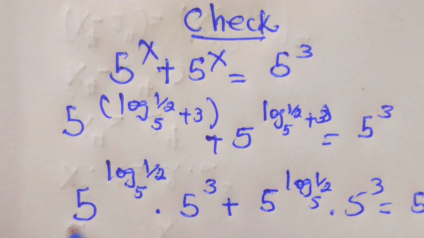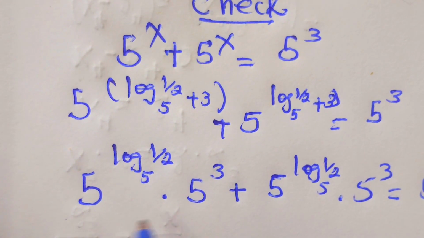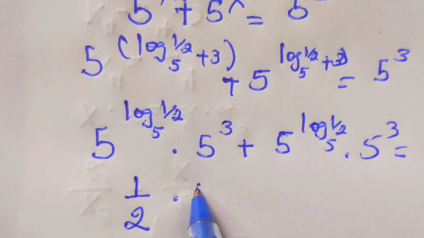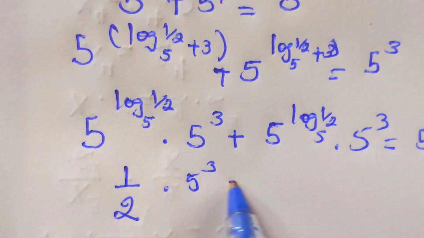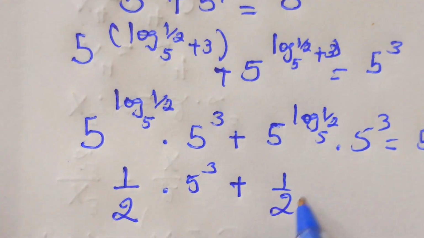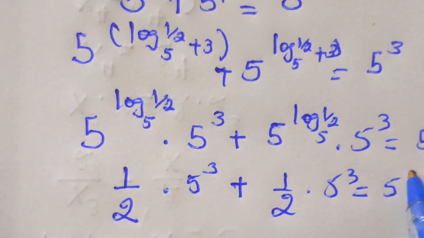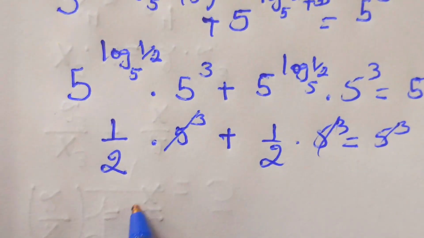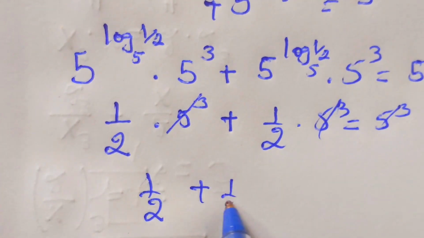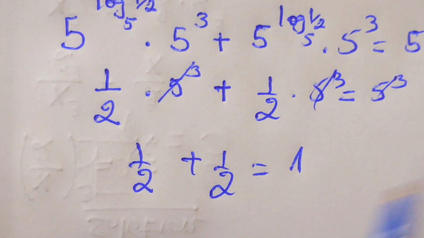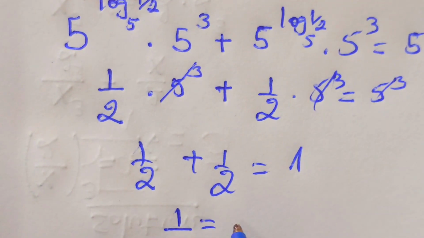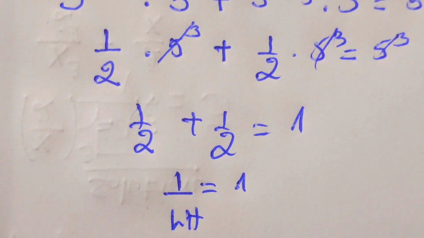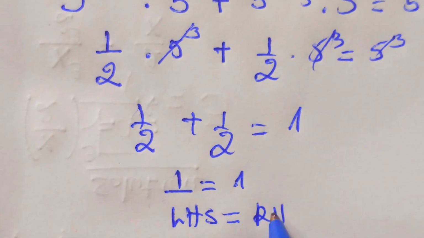Because we have the same base, we get 1 over 2 times 5 power 3, plus 1 over 2 times 5 power 3, equals 5 power 3. We have this common, so we have 1 over 2 plus 1 over 2 equals 1. And of course this is 1, which equals the right hand side, so left hand side equals right hand side.